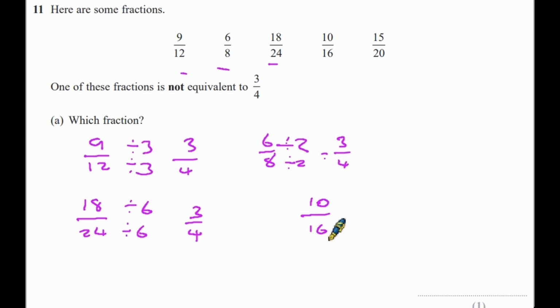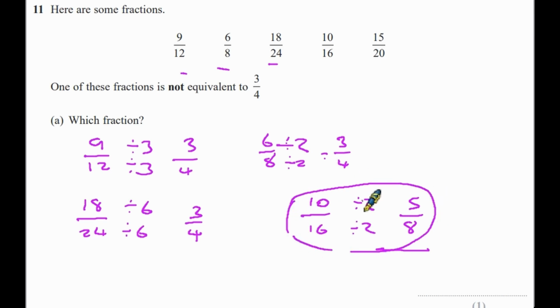10/16, if we simplify that, we have to divide them both by 2 and we get 5/8. This does not simplify any further, therefore quite clearly 10/16 is not the equivalent of 3/4, so that one is our answer, 10/16. You can check the final one if you wish to do so. 15 divides by 5, 20 divides by 5, and we get again 3/4, which confirms this is our odd one out.